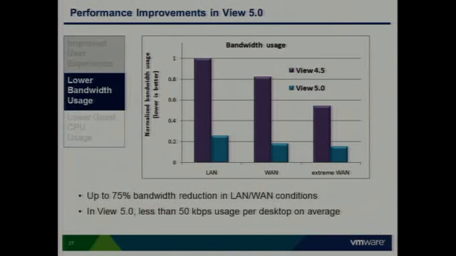So what does this mean to you as a VDI deployment or IT administrator? On the same link that you were supporting, now you can support 4 times more users. For example, if on your link you were supporting 10 users, now you can support 40 users on the same link. Another thing I want to point out is that in View 5.0, in almost all network conditions, for a typical office user workload, we are consuming less than 50 kbps bandwidth, which is quite low.